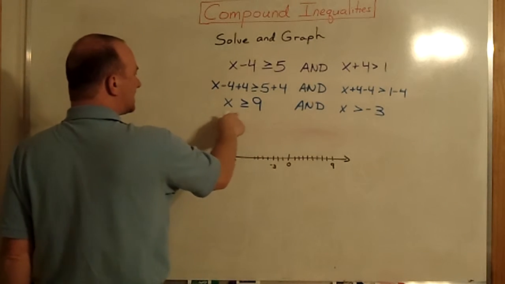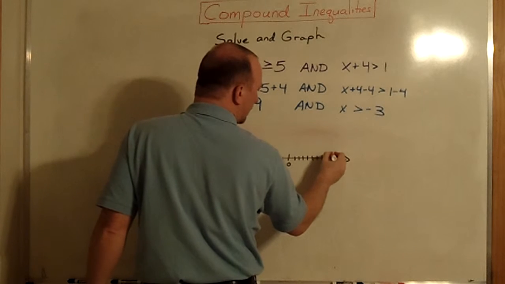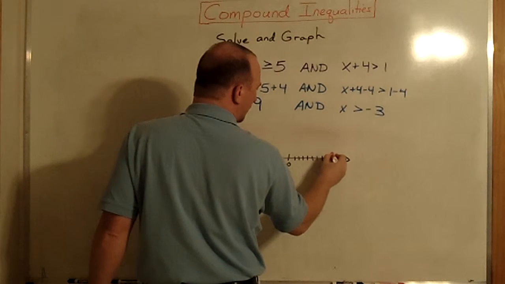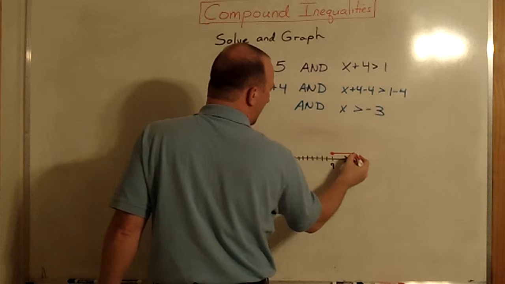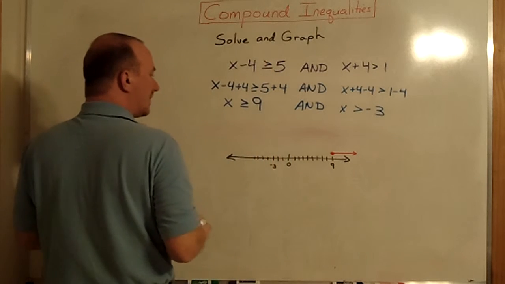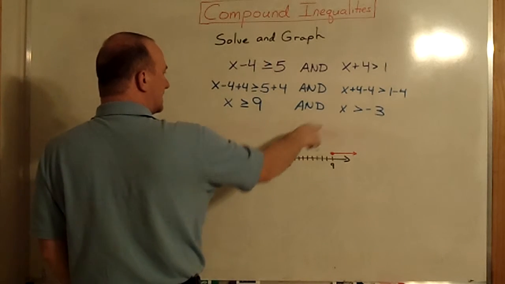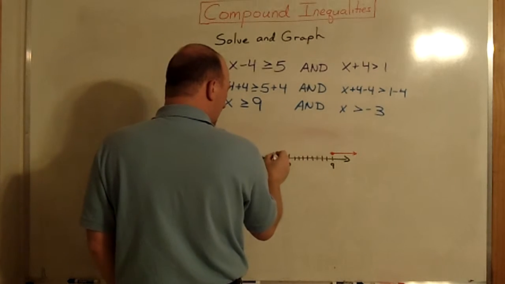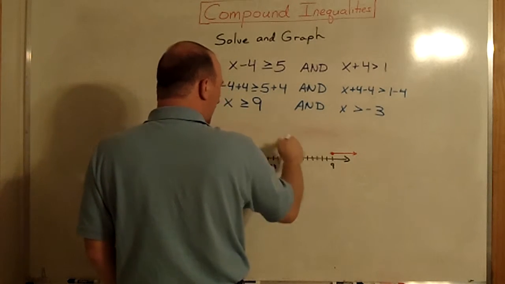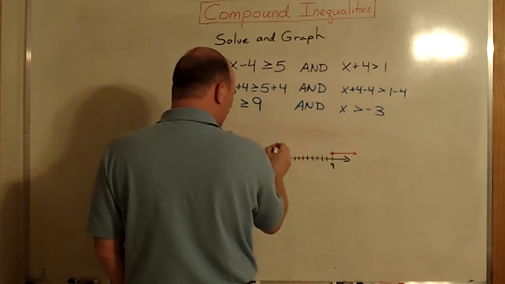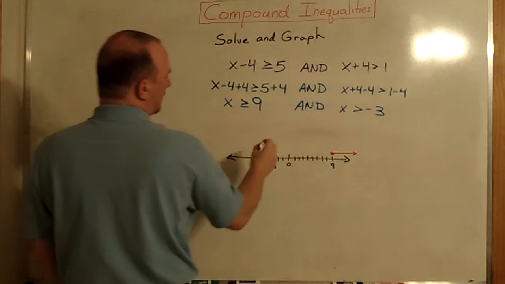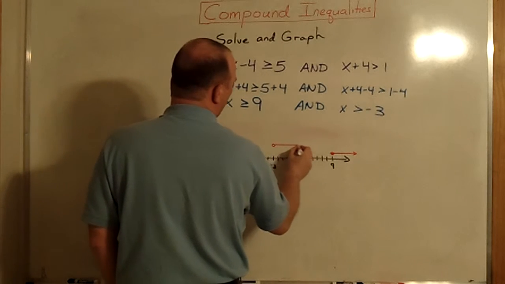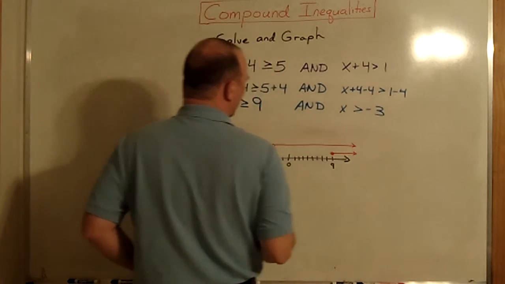This piece says x is greater than or equal to 9. So we have a filled in circle at 9 and everything to the right of it. This piece says x is greater than negative 3. So I'm going to purposely write this above this. It'd be an open circle and everything to the right.